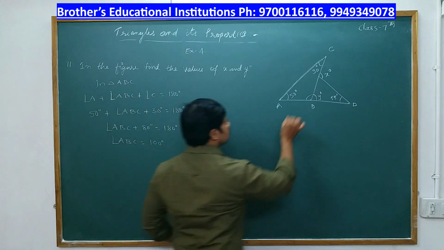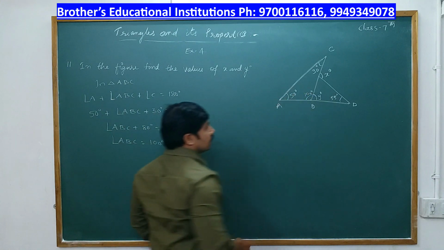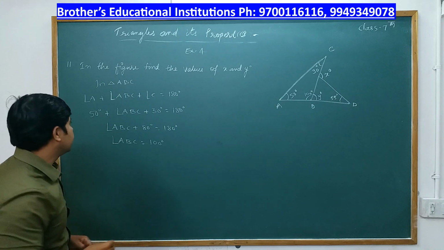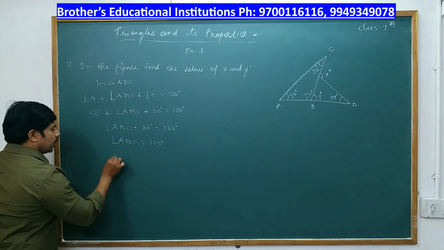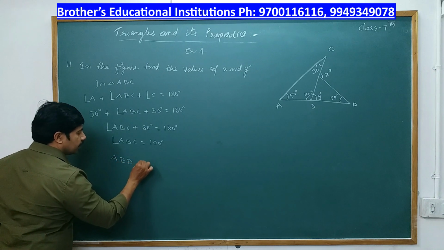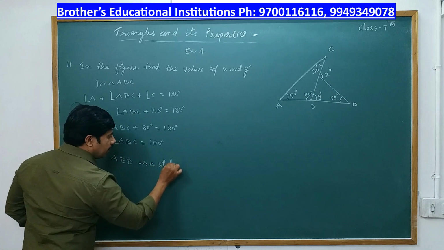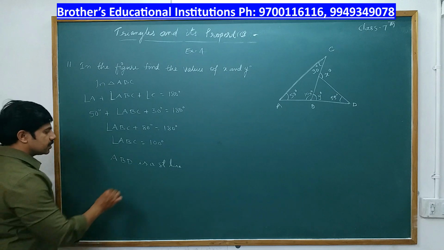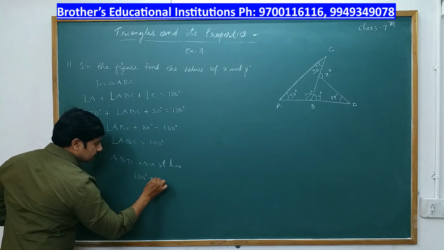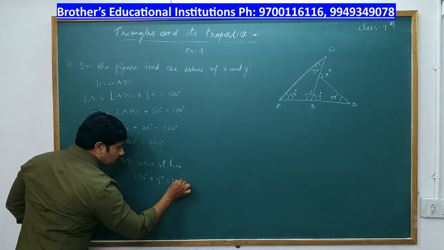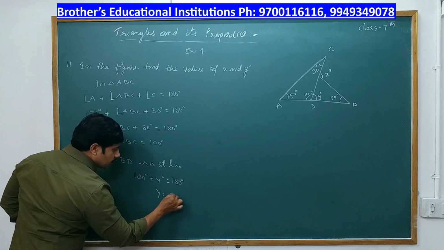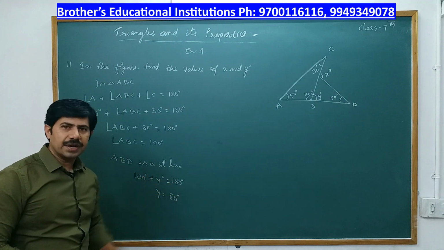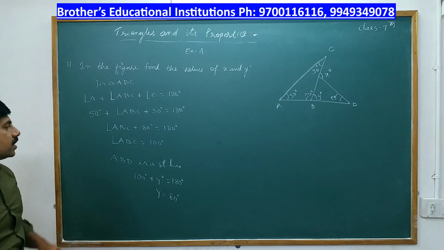So now this one we have, 100 degrees. After getting that 100 degrees, now y plus 100 is equal to 180. ABD is a straight line. So the angle in a straight line is 180 degrees. So that means 100 degrees plus y degrees is equal to 180 degrees. So y is 180 degrees minus 100 degrees, that is 80 degrees. So y is 80 degrees, we got.